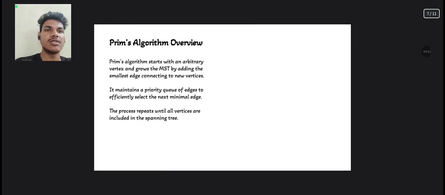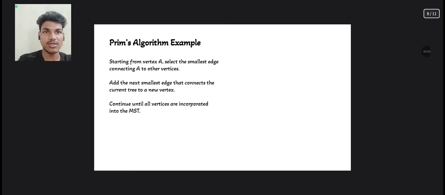The Prim's algorithm overview. Prim's algorithm is one type of MST algorithm. Prim's algorithm starts with an arbitrary vertex and grows the MST by adding the smallest edges connecting to new vertices. It maintains a priority queue of edges to efficiently select the next minimal edge. The process repeats until all vertices are included in the spanning tree.